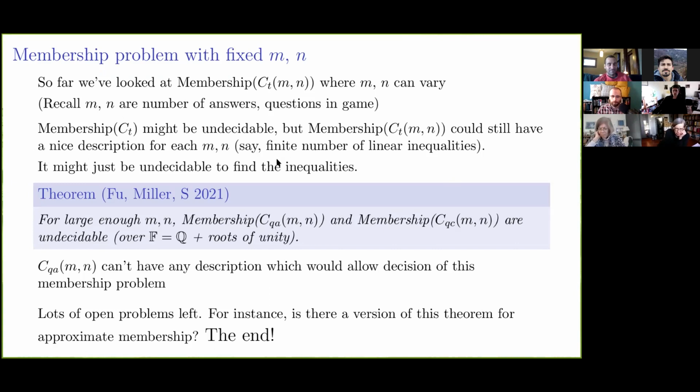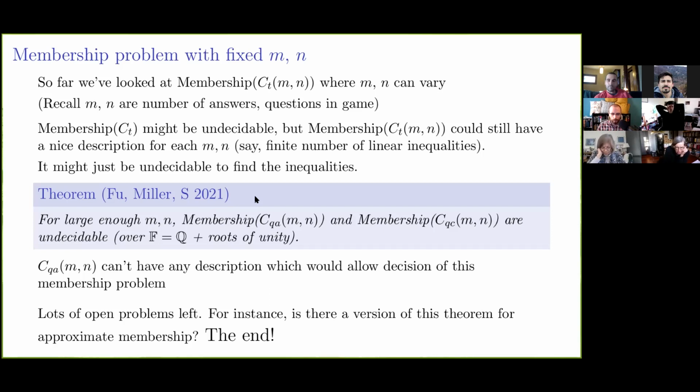When you talk about F equals Q plus roots of unity, do you have bounds on the roots of unity depending on M and N, or is it all roots of unity? So we need to think about higher and higher roots of unity for larger and larger inputs to the Turing machine that we're reducing this membership problem to. So it really does need to be all roots of unity, for large enough M and N. For every M and N where these results apply, we need all roots of unity.